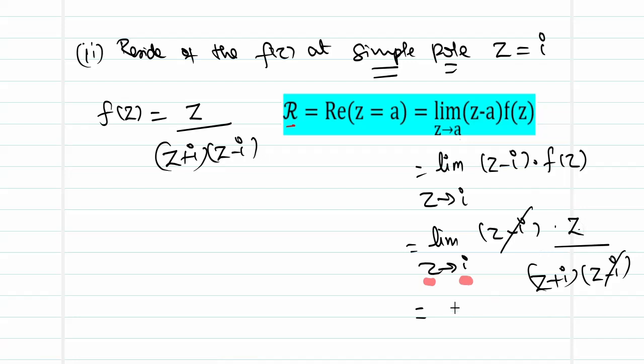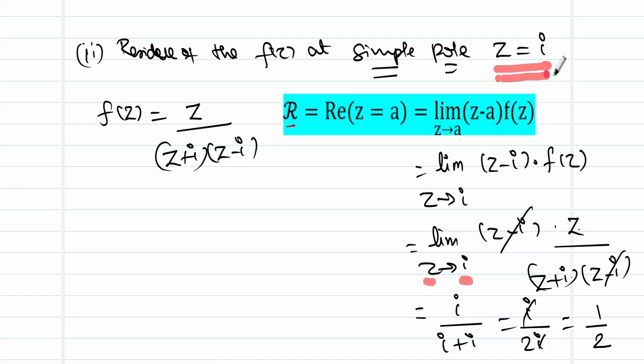So I am ready for my replacement. Where is the first z? This is going to be replaced as i, divided by, z will be replaced as i. This already has an i. So you have i divided by i plus i, which is 2i. i and i cancel off, leaving you with the quantity 1 by 2. So the residue of the function f of z at the point z equal to i is 1 by 2.